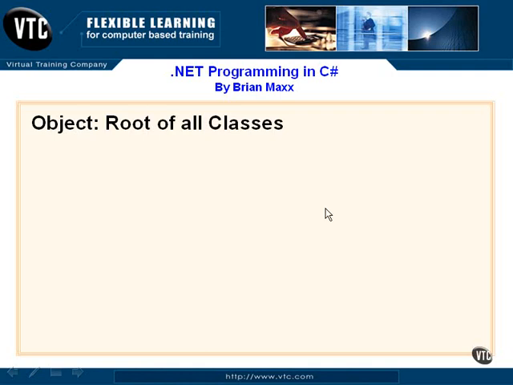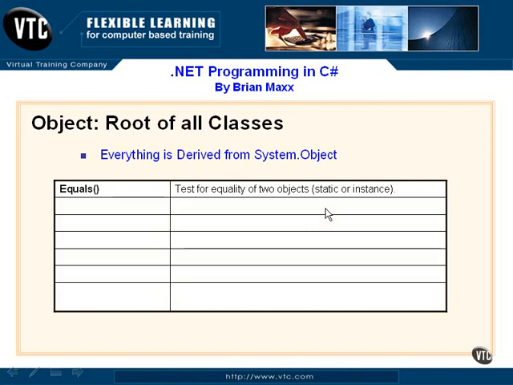Object, the root of all classes. This is in .NET. Everything is derived from System.Object. We're going to talk about the methods that are a part of the object that you can get from any object that you're using within the .NET universe and C#.